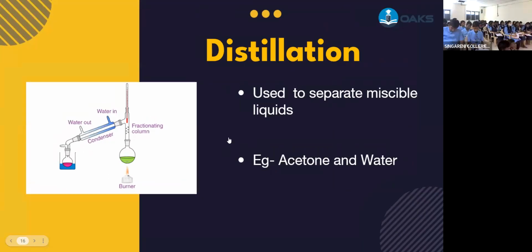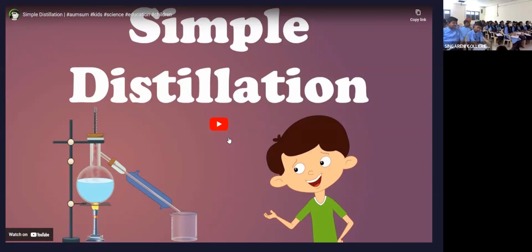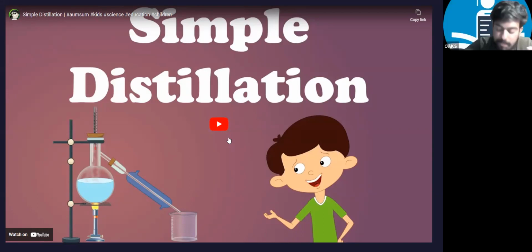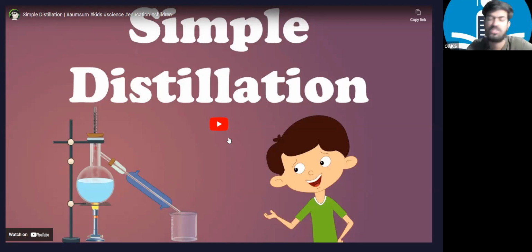Now, see, distillation is basically of two types. One is simple distillation and the other one is fractional distillation. So if the question just says distillation, you have to know that the question is talking about simple distillation. Yes or no? And if the question specifies fractional distillation, then we are going to talk about fractional distillation. So unless and until it is specified, we are going to consider distillation as simple distillation only. Clear?